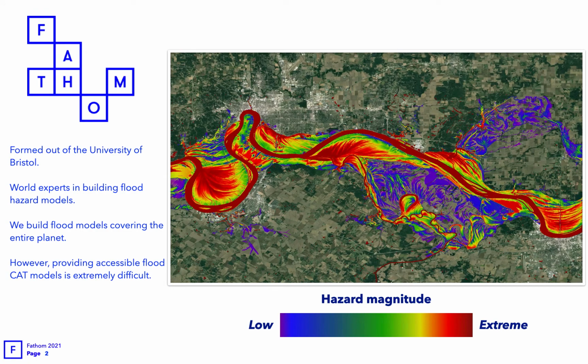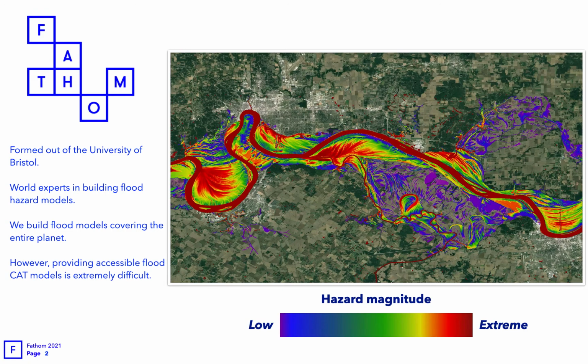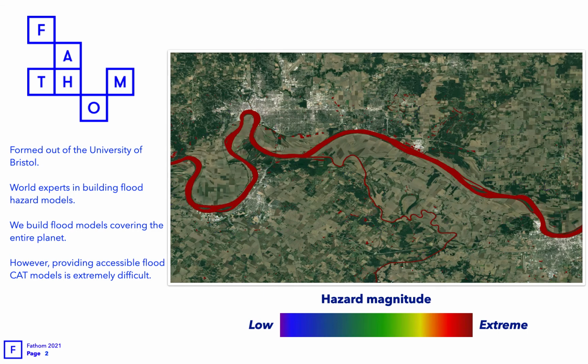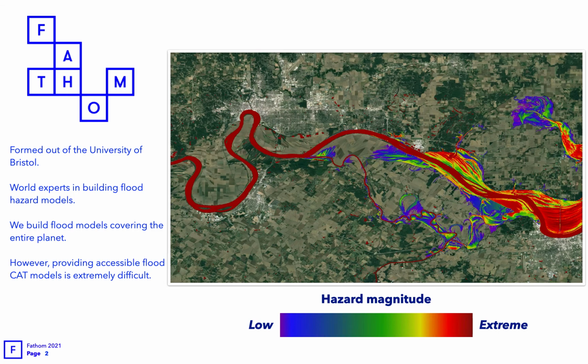However, before we spend too much time wallowing in self-congratulations, there's another significant problem to solve, and that is, how do we build large-scale CAT models, and how do we make them accessible? This is where Oasis comes in.